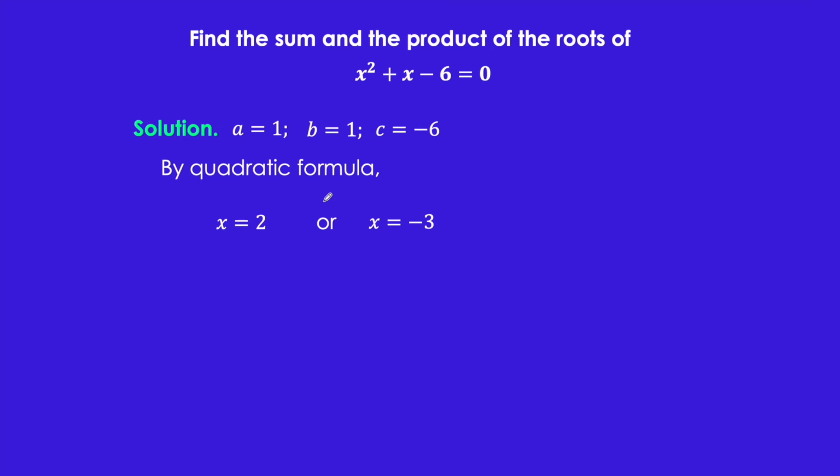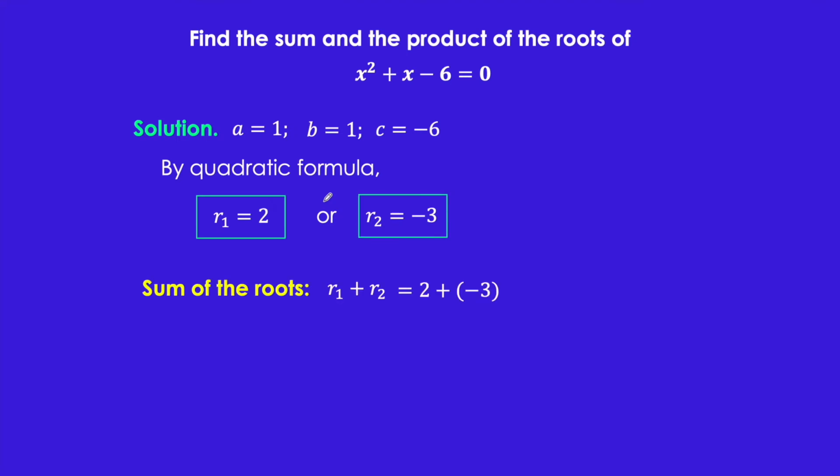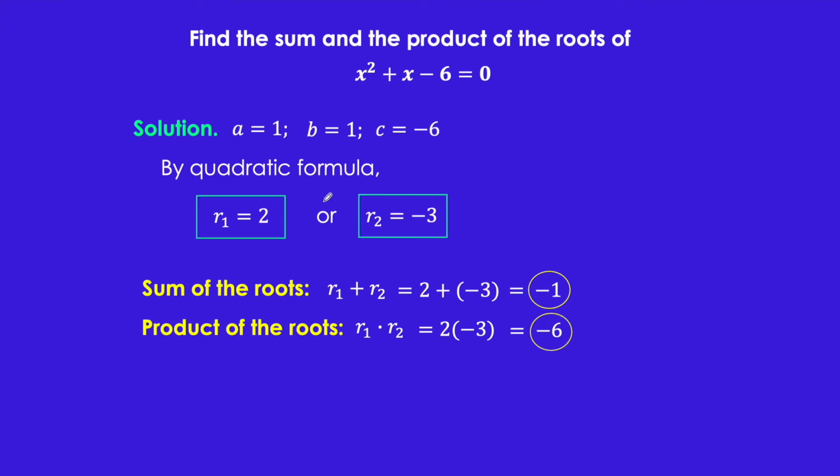Now, let us substitute r sub 1 for x is 2 and r sub 2 for x is negative 3. Let us get the sum. 2 plus negative 3, we have negative 1. For the product, 2 times negative 3 is negative 6. Hence, negative 1 is the sum of the roots and negative 6 is the product of the roots.